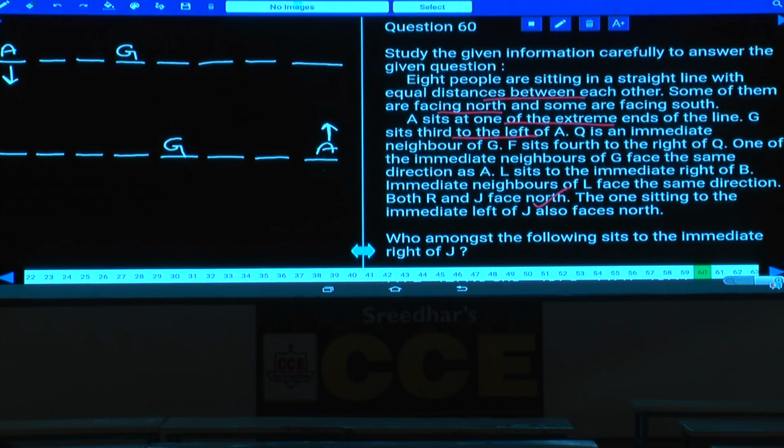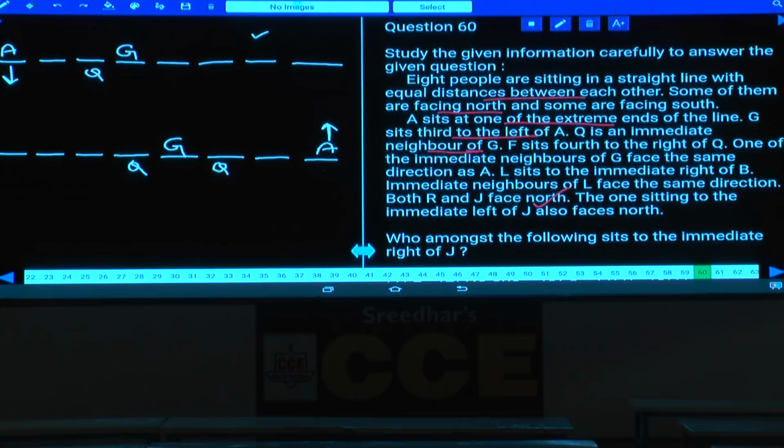Next one, Q is an immediate neighbor of G. As Q is an immediate neighbor of G, how many possibilities do we have? Q can be either here or here. Next one, F sits 4 to the right of Q. If Q is here, 1, 2, 3, 4, F can be here, or if Q is here, it is not possible. Hence, what is the only possibility here?